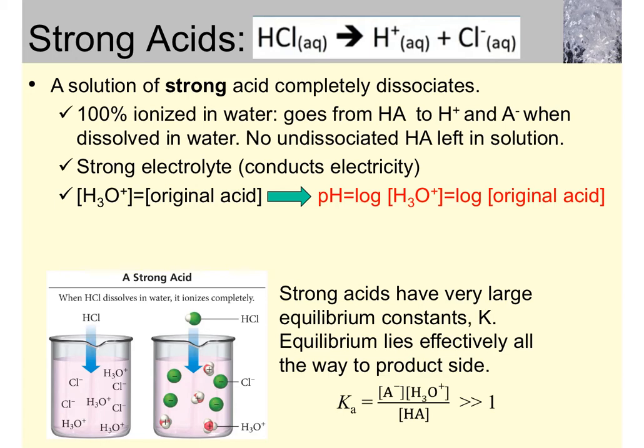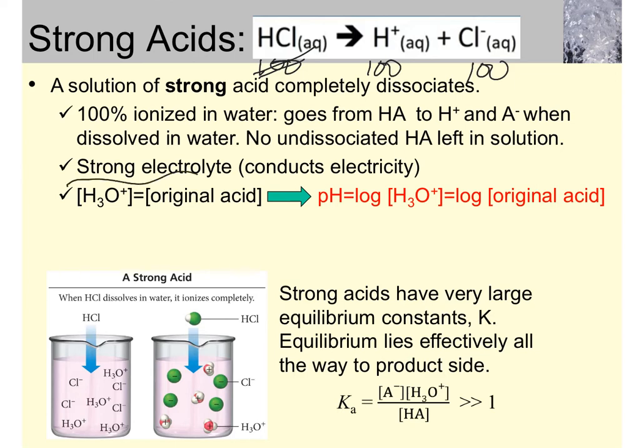So if I have 100 molecules of hydrochloric acid, which is a strong acid, what I will end up with once I put it in water is no intact HCl left over, but I will end up with 100 hydronium ions and 100 chloride anions. In other words, every single molecule I dissolve will exist completely dissociated.